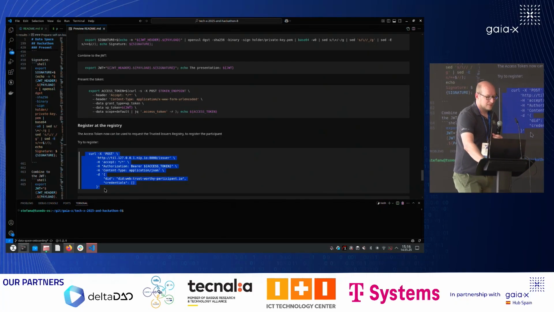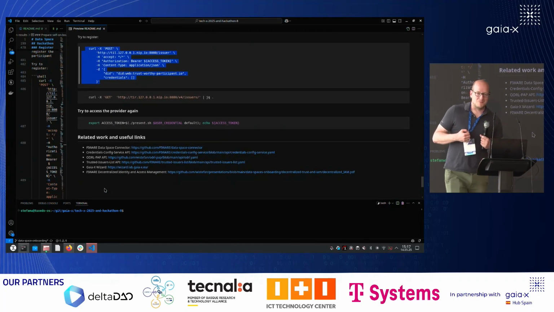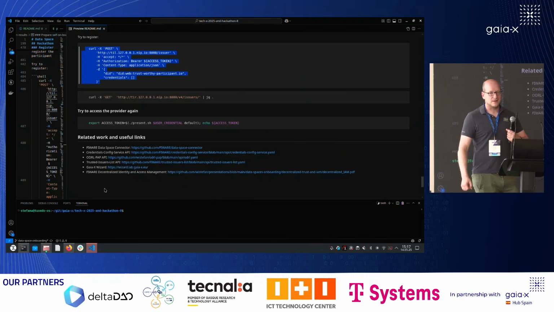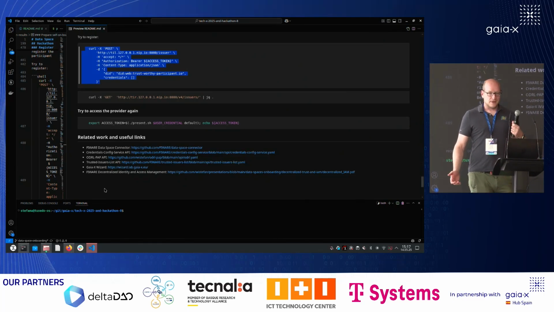And with this done, we now could theoretically repeat the access token exchange and get an access token from our data provider and access the data. Yeah, that's essentially it.